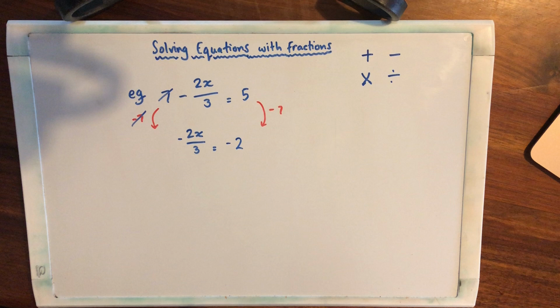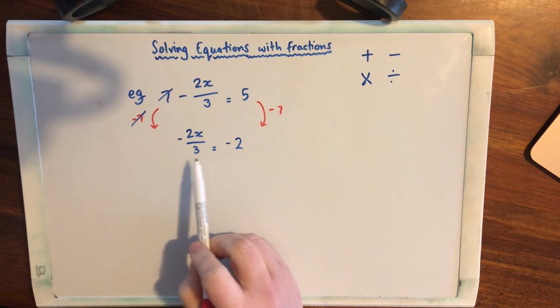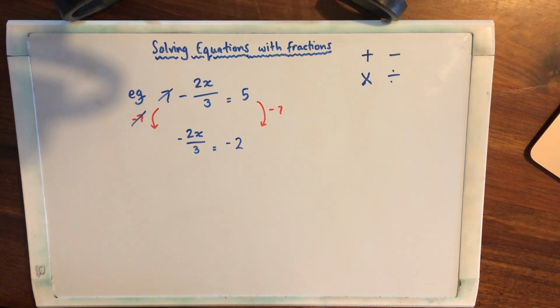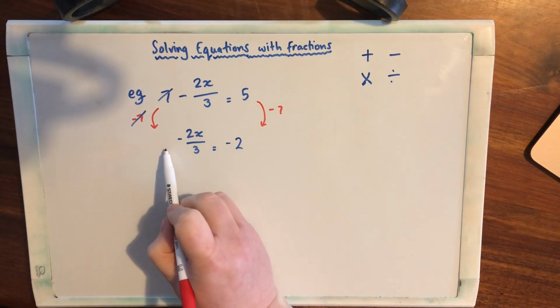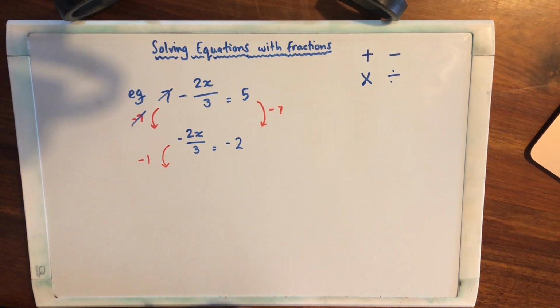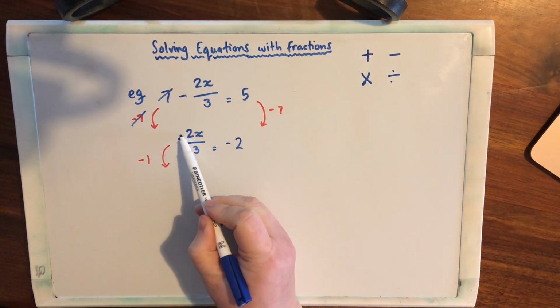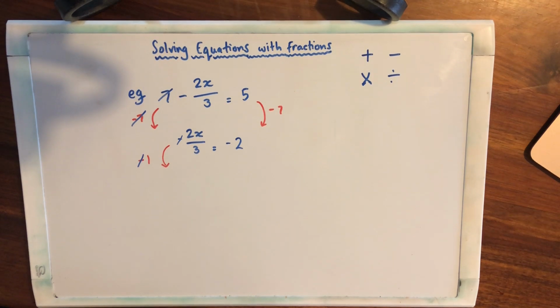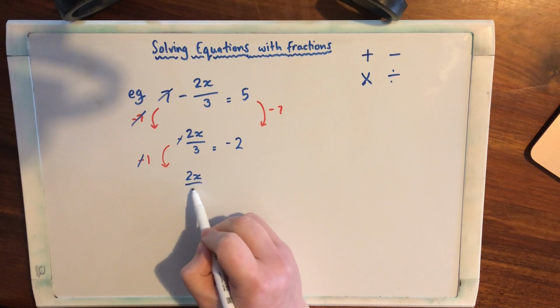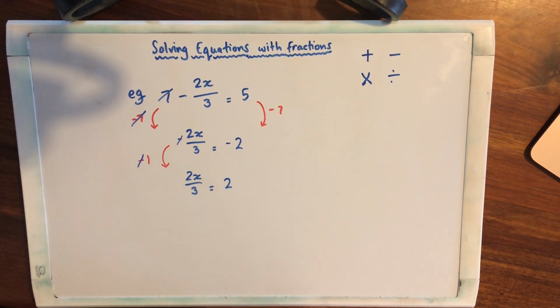Okay, the next step we have is the negative 2x divided by 3. Now that whole fraction there is a negative. So it looks a little bit scary, but what we can easily do is multiply that out by negative 1. If I multiply that whole thing by negative 1, that's going to cancel out the subtraction symbols. So I've got 2x divided by 3 equals 2.